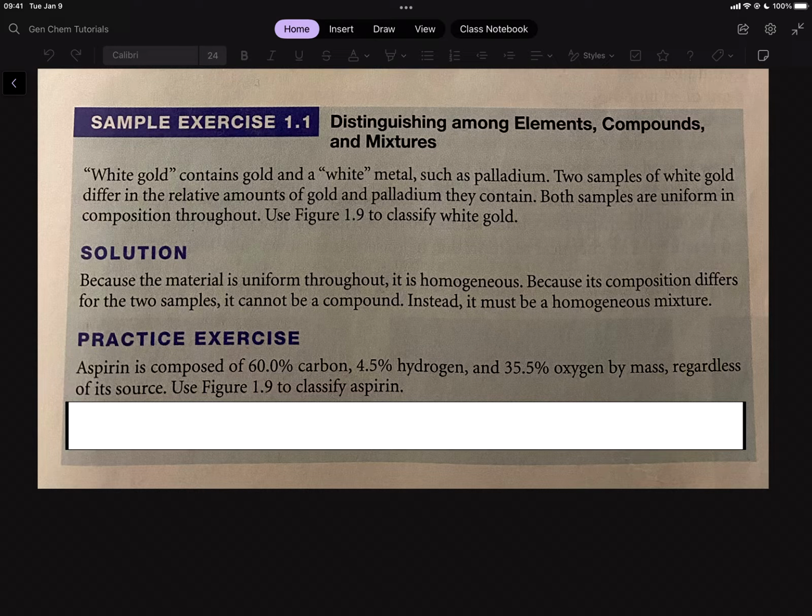So in the one they walk us through, white gold contains gold and a quote-unquote white metal, such as palladium. Two samples of white gold, they differ in the relative amounts of gold and palladium they contain. Both samples are uniform in composition throughout, and they want us to use figure 1.9 to classify said white gold. So we have an example of how to walk through a flow chart.